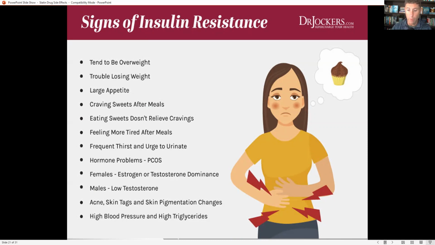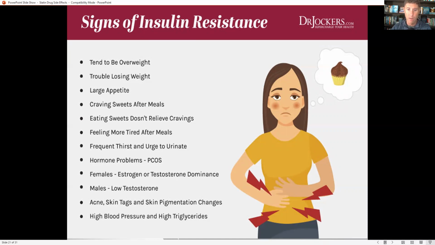For males, they end up with low testosterone because they have higher levels of aromatase, which is an enzyme that takes testosterone and converts it into estrogen. So for males, they end up with low testosterone, high aromatase, again, converting testosterone into estrogen, and oftentimes skin tags. Skin tags can occur in men and women, but they tend to be more common in men. And for both men and women with insulin resistance, they can end up with skin pigmentation changes, kind of like a darkening or an oxidation, like an age spot.